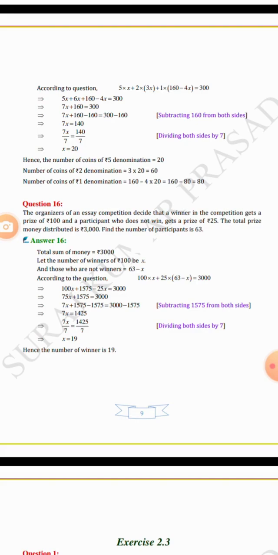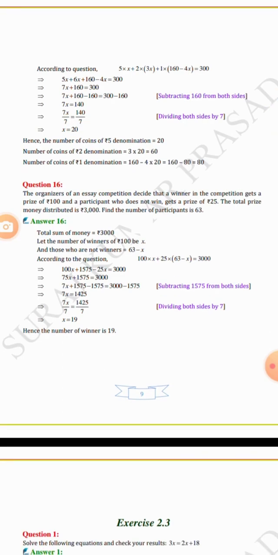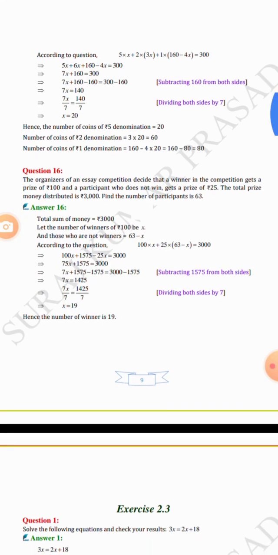Then we get 100x plus 1575 minus 25x is equal to 3000. Then 75x plus 1575 is equal to 3000. Subtracting 1575 on both sides, we get 75x plus 1575 minus 1575 is equal to 3000 minus 1575. Then we get 75x is equal to 1425. By dividing by 75 on both sides, we get 75x by 75 is equal to 1425 by 75. x is equal to 19. Hence the number of winners is 19.